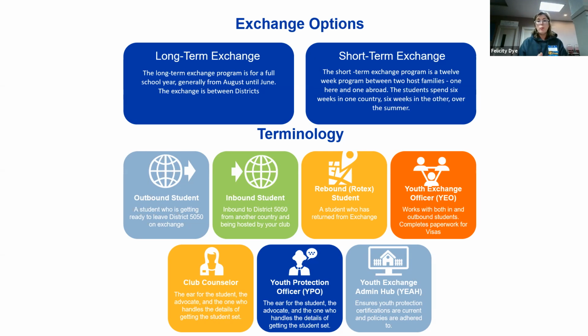So there's a monthly report that Department of State and Rotary International requires us to do on every student. And so that's a simple report that you go in and just update how that student is doing and that sort of thing. Youth Protection Officer, some clubs have a Youth Protection Officer and a YEO. You don't have to have those two as two separate. They're often the same person.